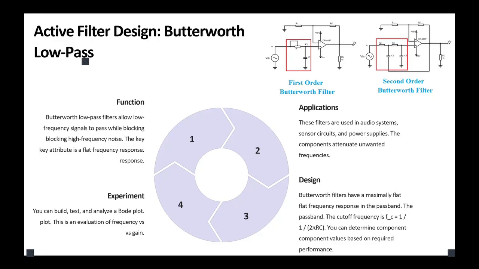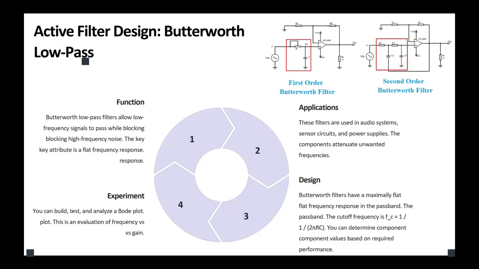Now, active filters, which use the op amp, give us amplification. They give us impedance isolation and precise frequency control. That's very important. So this is why active filters are superior in most signal processing scenarios.